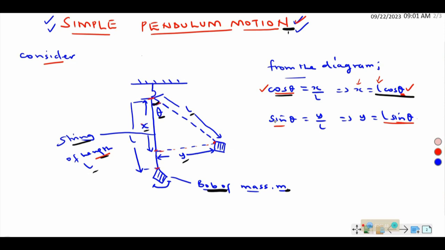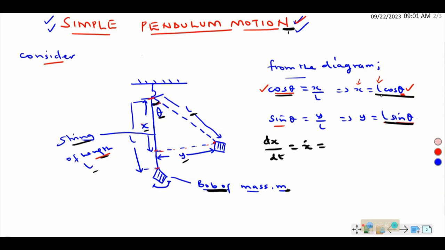Similarly, we have sine of theta, which is opposite over hypotenuse. Opposite is y, and the hypotenuse is L. So sine theta is y over L, which means that y is L sine theta. Now we have x and we have y. Let us get dx/dt. For dx/dt, we shall simply use what we call x dot.